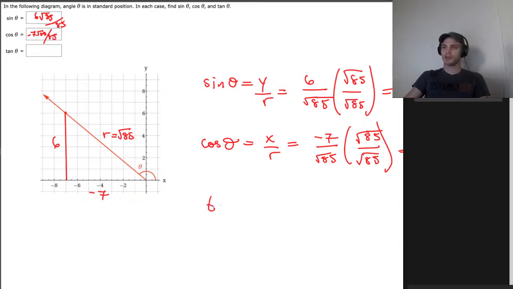And then the tangent of theta is defined to be y over x, which is 6 over negative 7, which you just enter as negative 6 over 7.